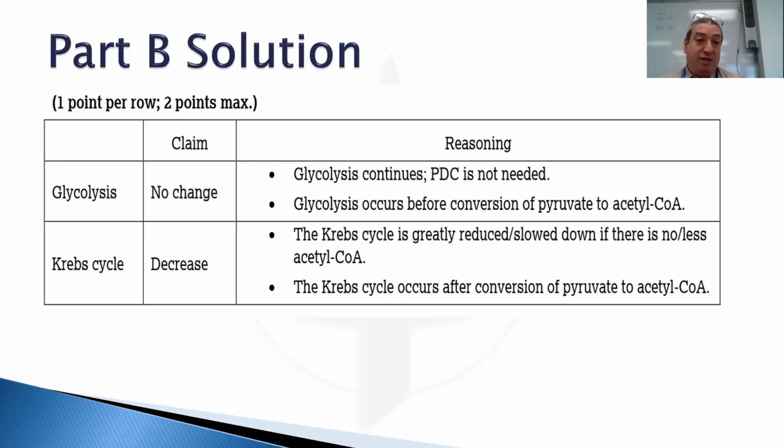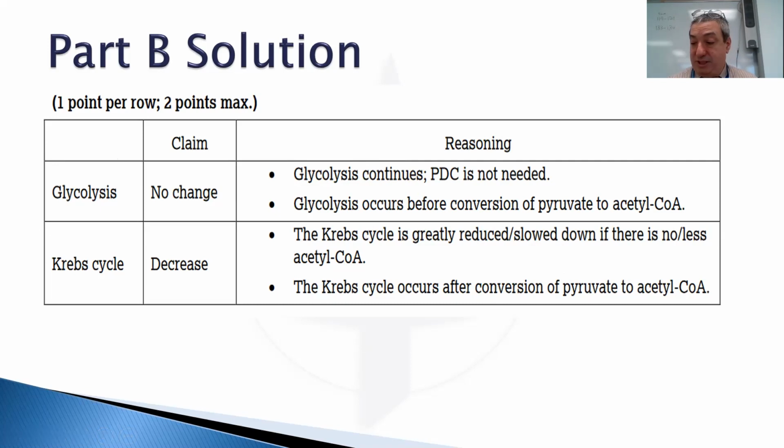You could get 1 point out of 2 if you only do one of the 2 correctly. There's no mix and match here. If you have no change and a wrong reason, no point. If you have the wrong claim, but for some reason get correct reasoning, there's no point. You've got to get the combination correct. And there are no half points here. So it's either the point or nothing.